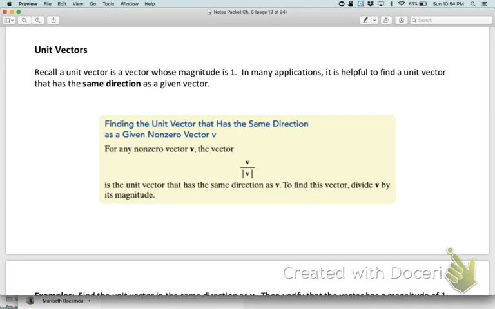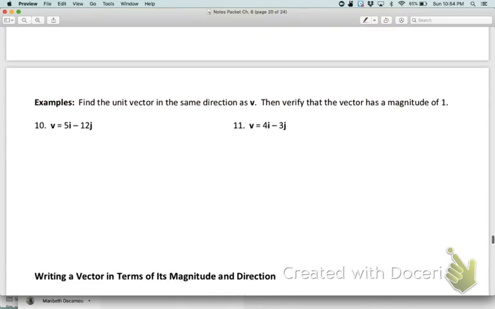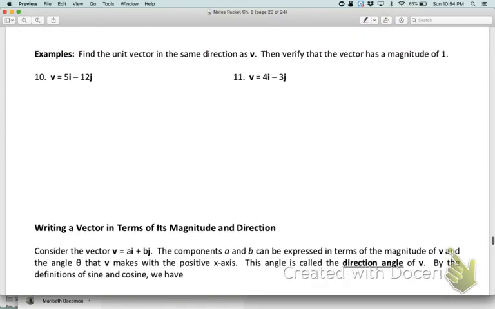So the way we find the unit vector that has the same direction as v is we take the vector v and we divide it by its magnitude. So the vector divided by its own magnitude is going to convert it to a unit vector that goes the same direction as the original vector. So let's look at example 10.